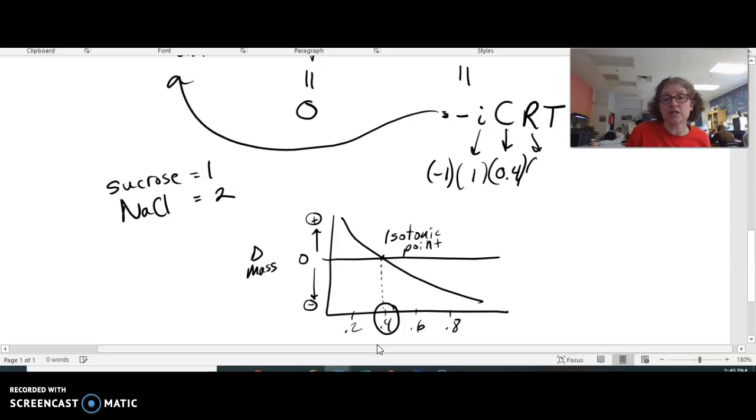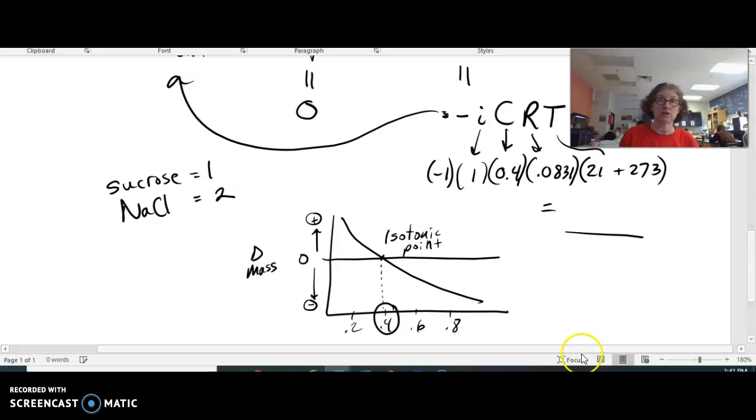R is just a constant. You get it right off your formula sheet. It's 0.831. It will always be that, so you just do that. And T is temperature in degrees Kelvin. So for example, if it's 21 degrees Celsius in the room, you would add 273 to that to convert it, and then you would plug and chug to get your final water potential.